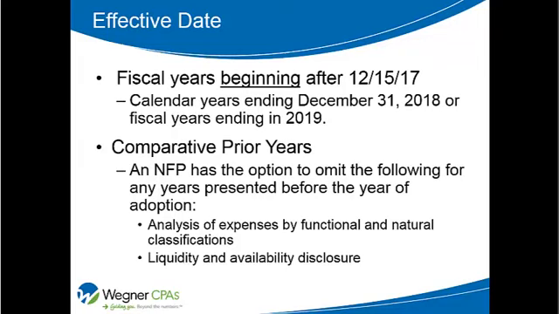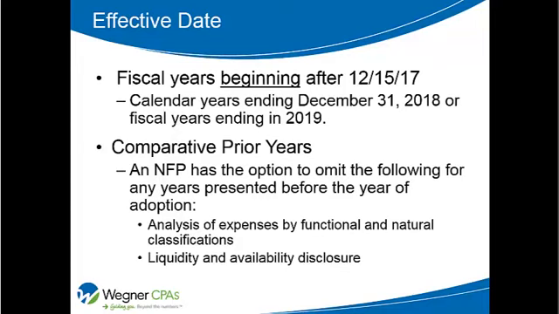For prior year information, a lot of not-for-profits like to show 2 years in their financial statements. Basically what the FASB has done is they've provided the option to omit the 2-year comparative presentation for your analysis of expenses by functional and natural classifications, so the statement of functional expenses and the liquidity and availability disclosure. So in the year of implementation, which will be this year, you can choose to just show 1 year on your statement of functional expenses and 1 year in your liquidity and availability disclosure.